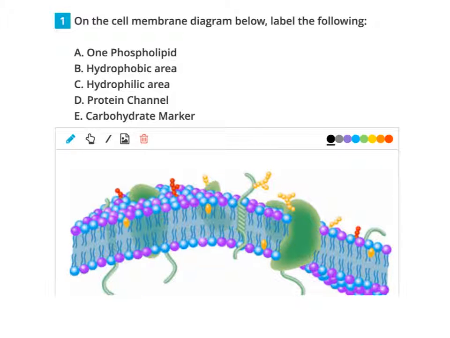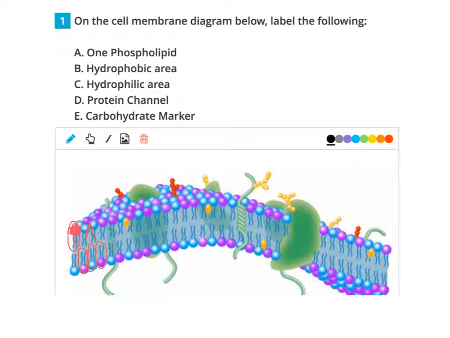Each of these, I guess they look kind of like pins to me, like the head of the pin and the two tails of the pin. Each one of those is a phospholipid. So all you have to do is circle one and then put A next to it. Remember, the phospholipid has two parts. It's got that phosphate head and then the two fatty acid tails.